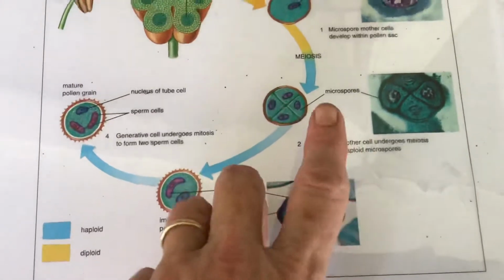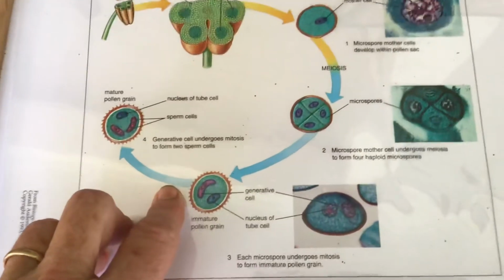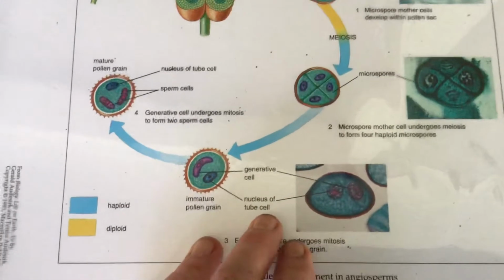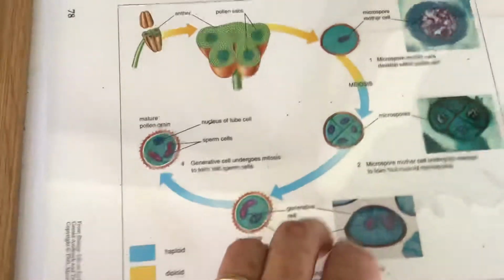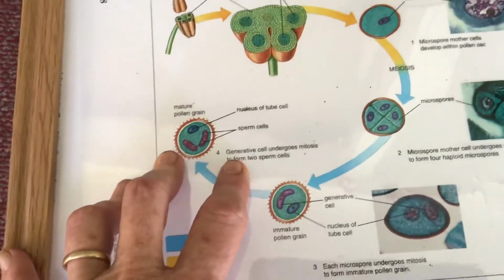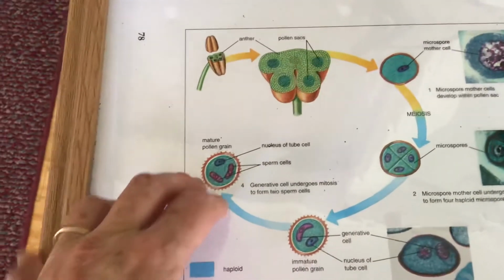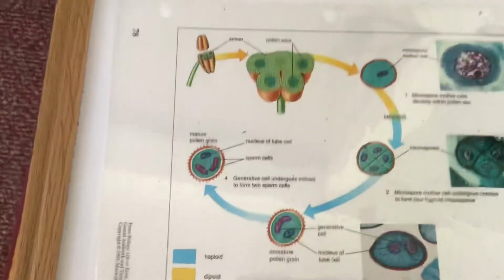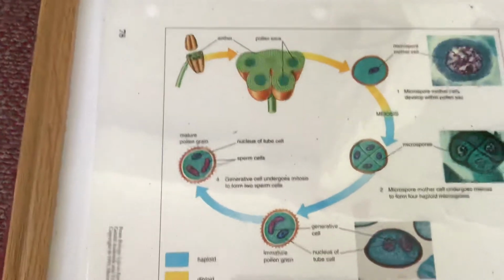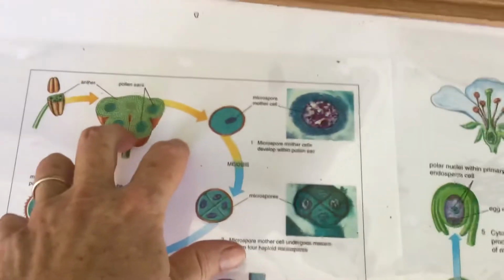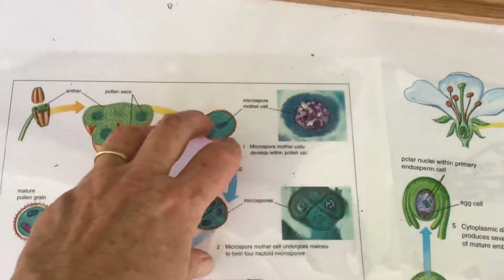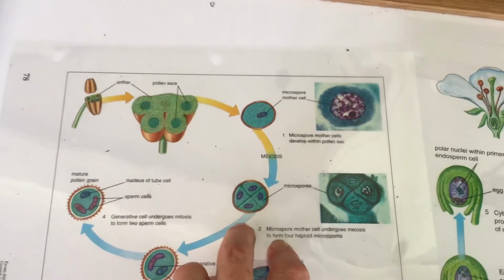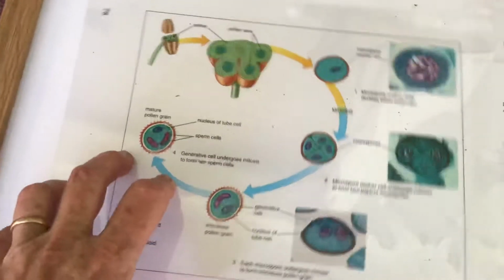So each one of those microspores is going to do mitosis and produce 2 cells. One is called a generative cell, and the other one is called the nucleus of the tube cell. And that generative cell is going to do mitosis again and make 2 sperm cells. So within each pollen grain, I have 3 separate haploid cells, or nuclei actually. All right, so within this pollen sac, I have many of these mother microspores that are going to produce the haploid microspores that do this, okay?